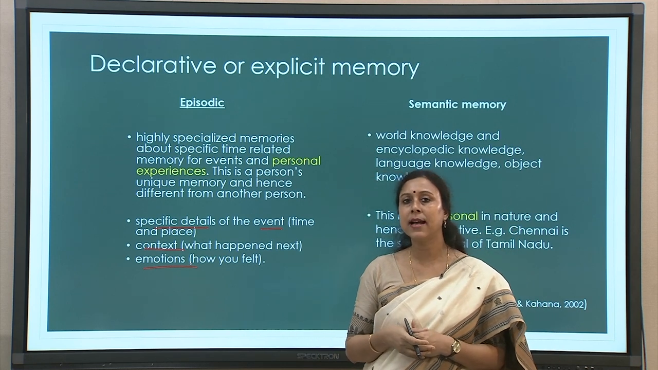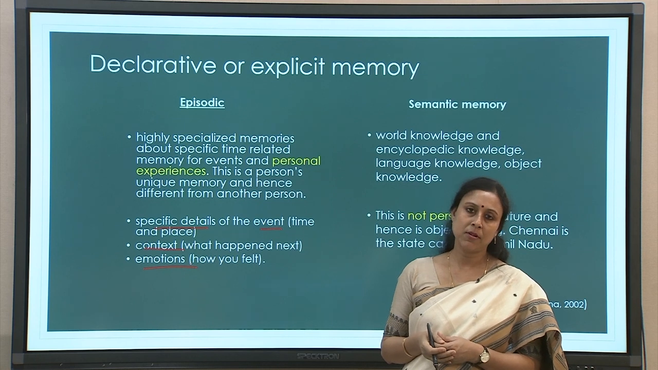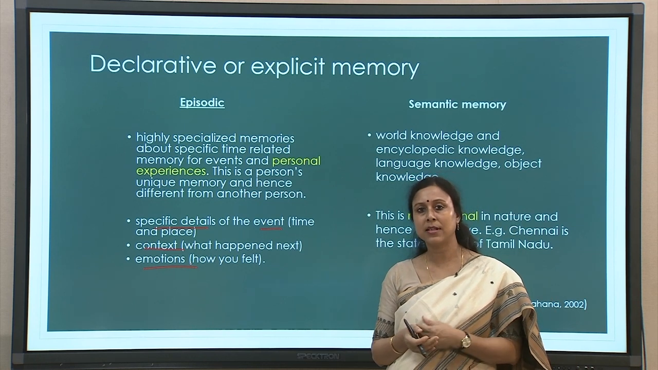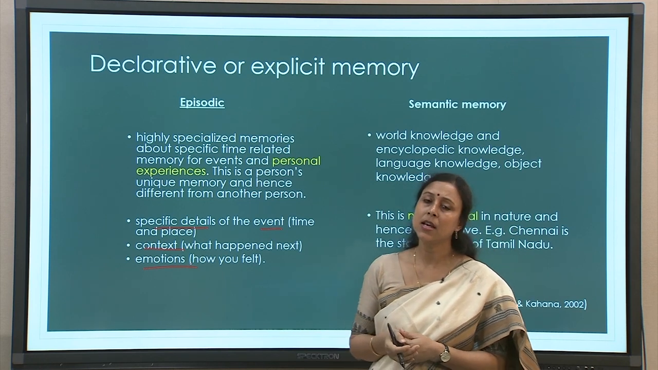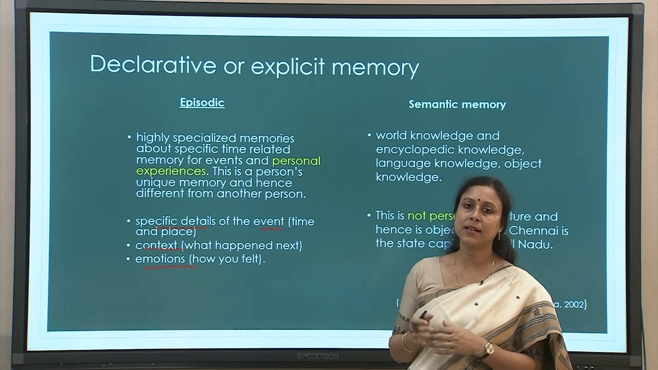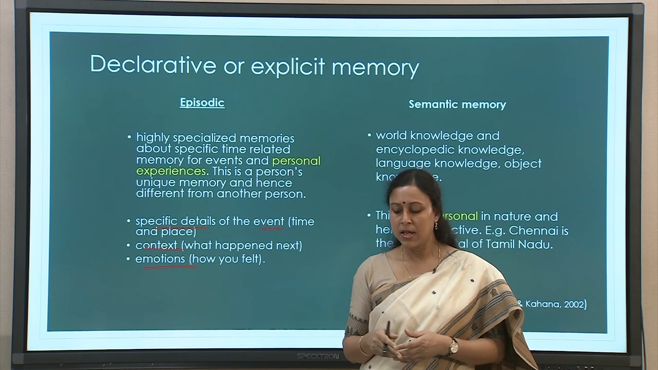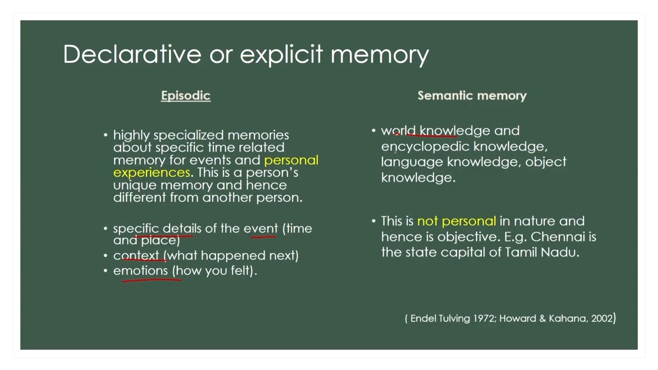Semantic memory, on the other hand, is more objective knowledge about the world. Both are different types of knowledge. Subjective knowledge is also a kind of knowledge. Semantic memory talks about objective knowledge, things that are there in the world, right? So world knowledge, encyclopedic knowledge, knowledge of language, knowledge about objects, and so on.